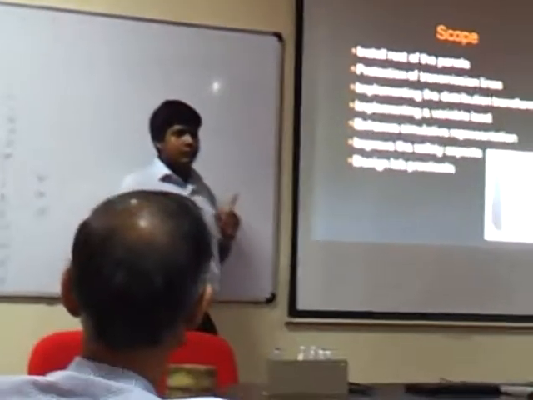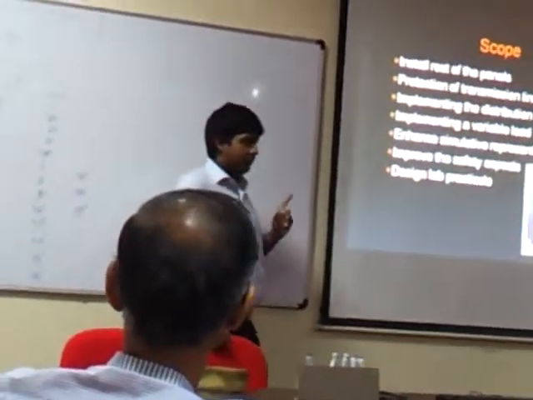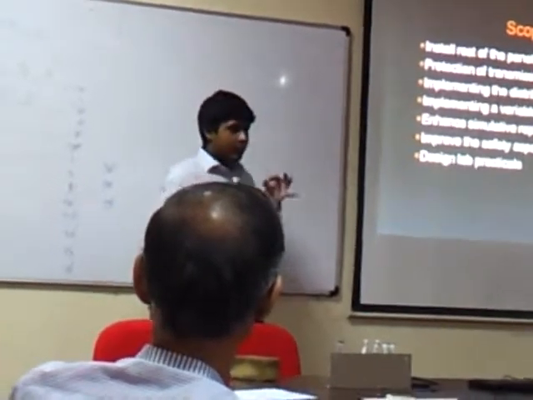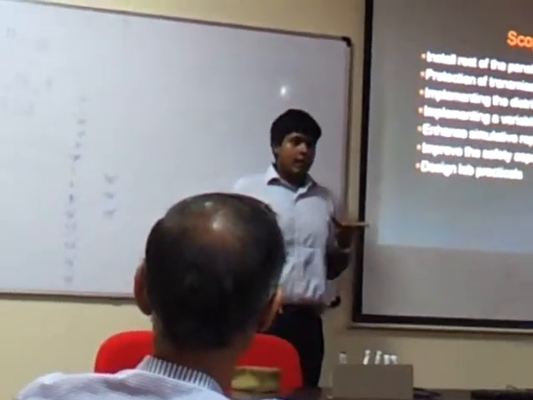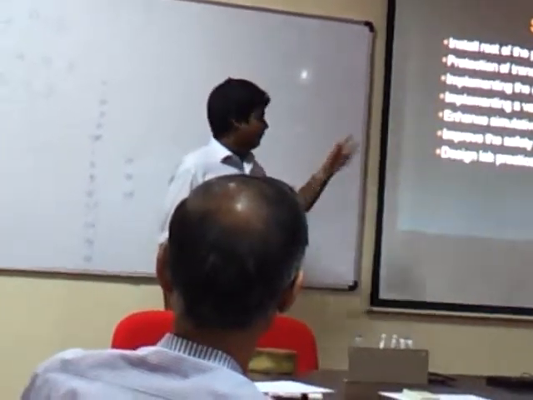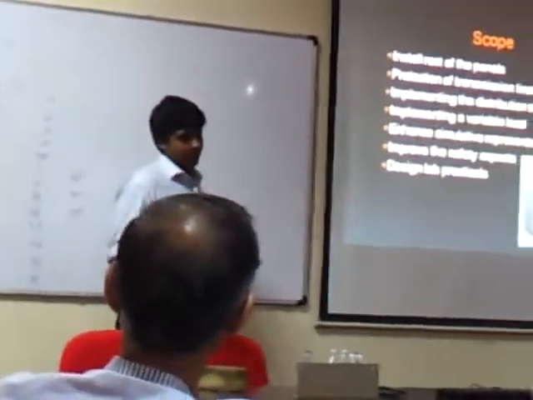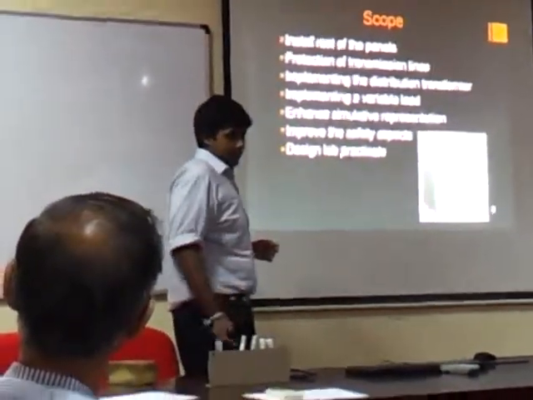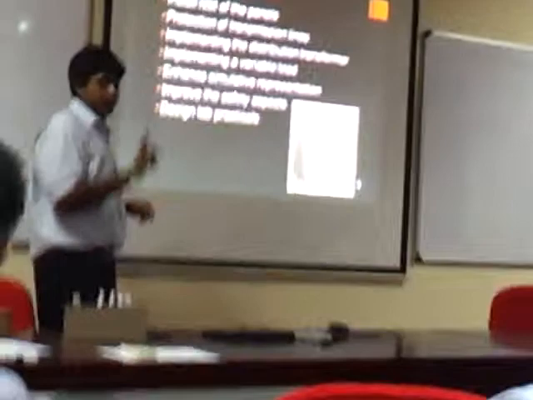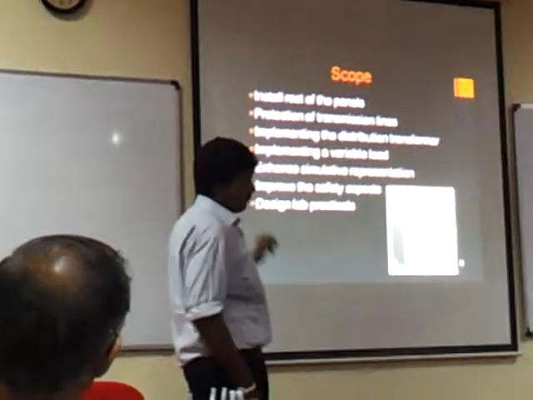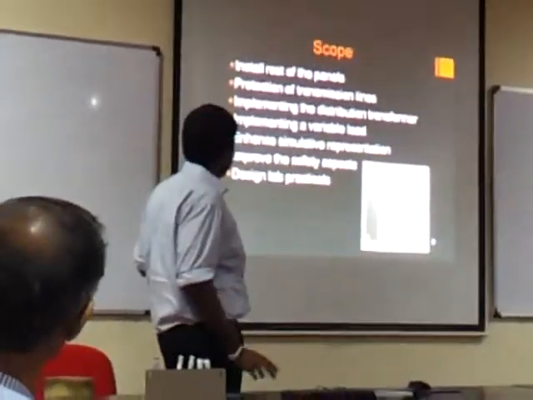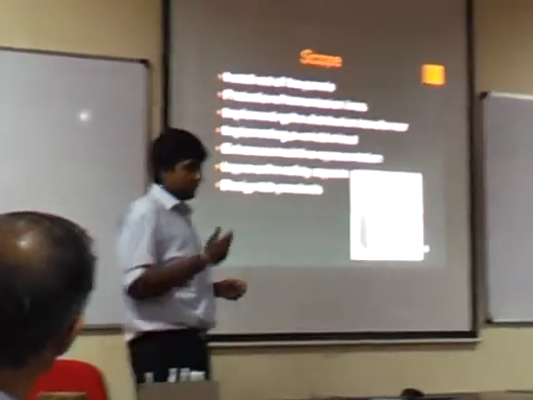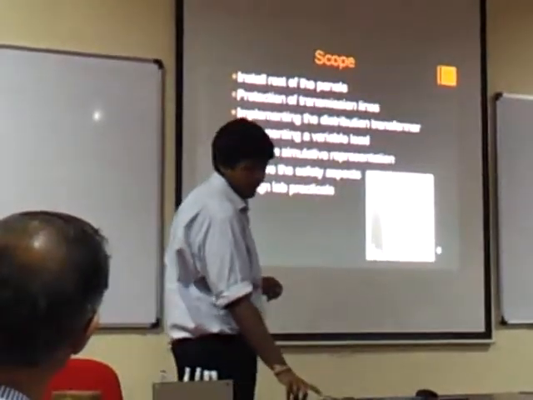So let's look at our scope, what we'll be doing. We'll be integrating all the rest of the panels, that will come to 18 panels. And we'll be putting protection on the transmission lines, because we have received relays, we have got donations of relays. Specifically for distance protection, we have a separate relay, REL 650 from ABB. We have other relays as well, I'll discuss in the next slide. We will also implement the distribution transformer, which has also been donated, and a variable load for the distribution side, enhancing simulated representation, improving the safety aspects, and of course designing the lab practicals.